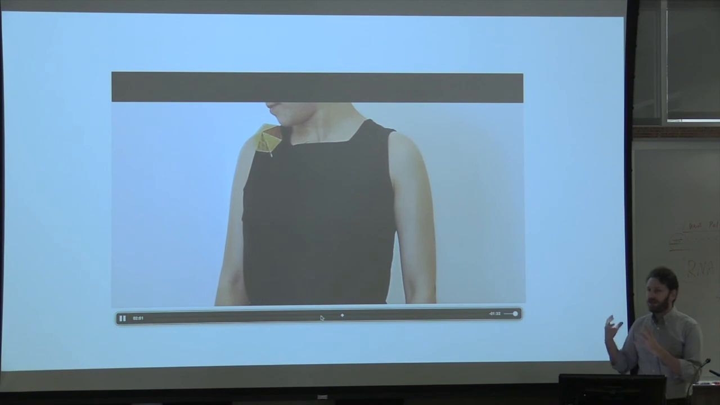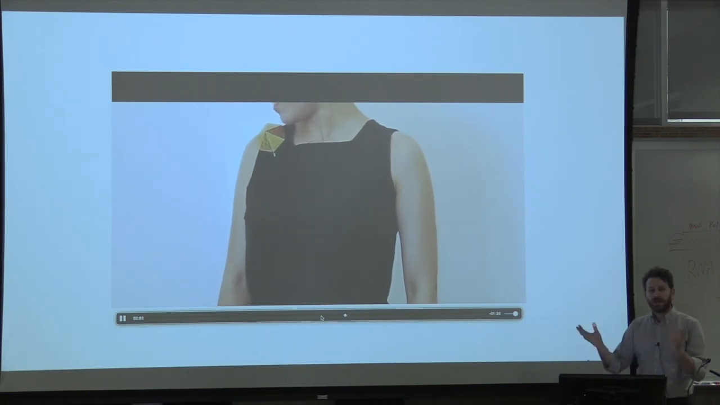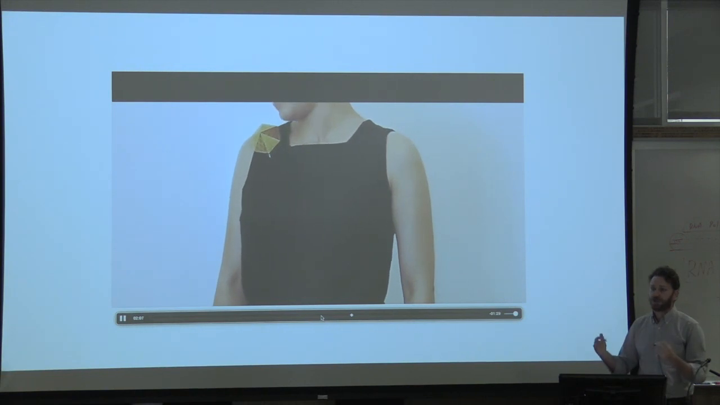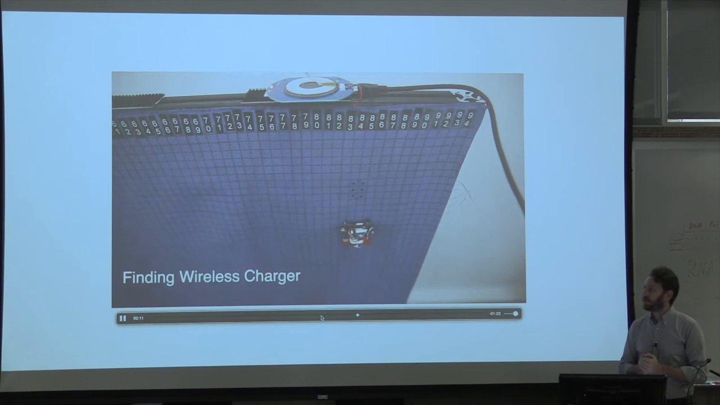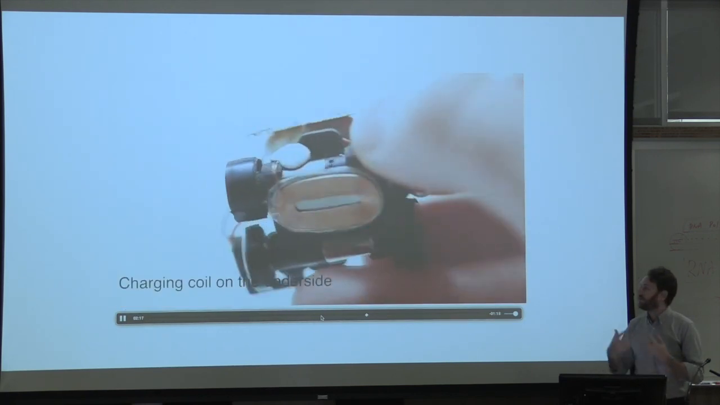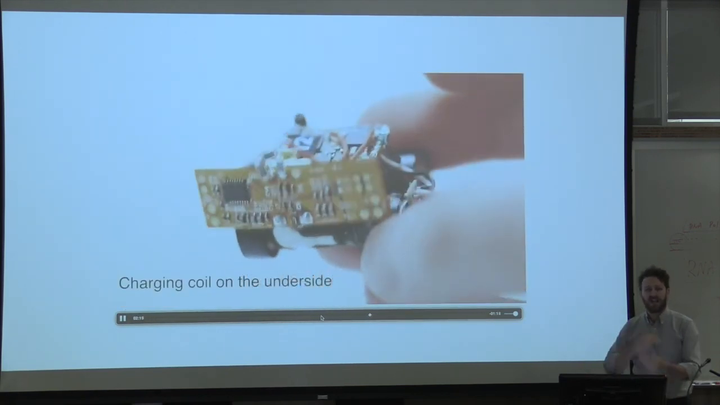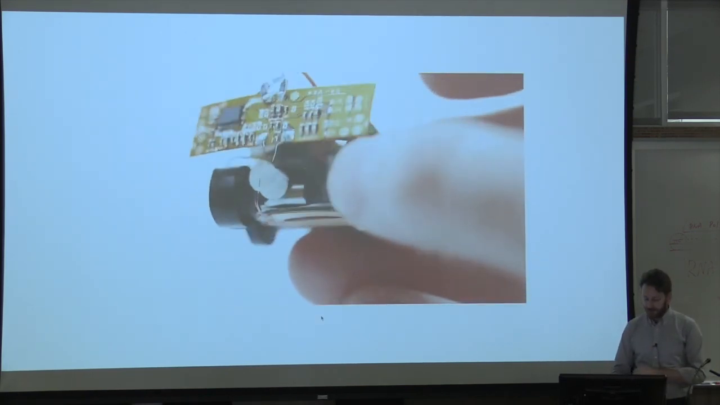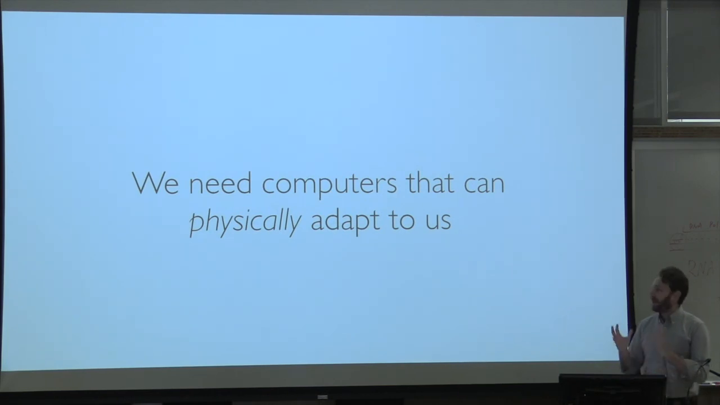And so I think what this suggests is a new type of interaction with computers, with information, that again is very physical, mediated in the world around us, and adapts to the ways that we want to interact with people and with information, as opposed to us having to adapt to it. So in conclusion, I believe that we need computers that can adapt to us physically, and that's what we're working on at the Shape Lab.